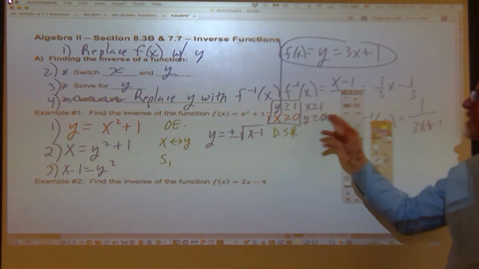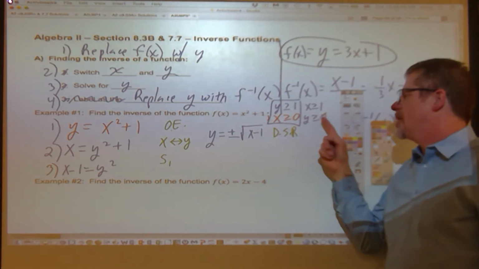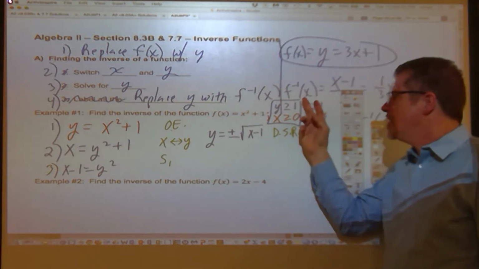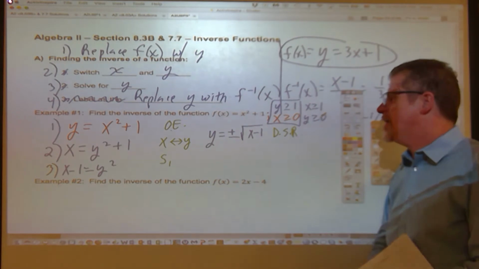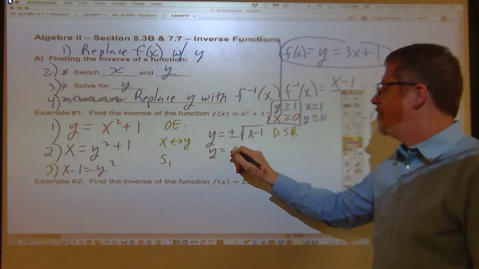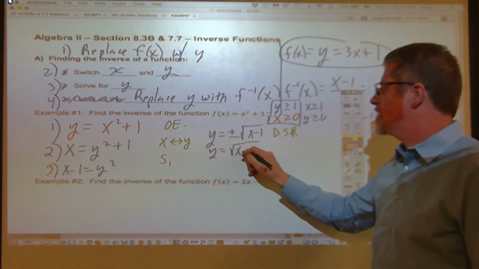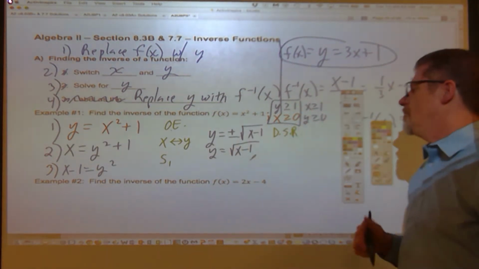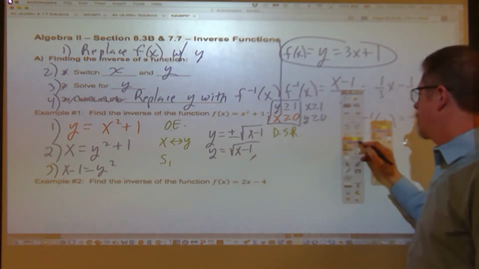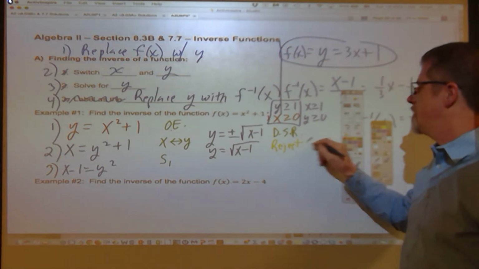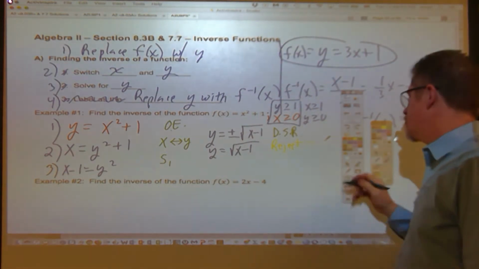Now, here's a contradiction. How can y be greater than or equal to 0 and y be a negative number? Because of this switching of the domain and the range, you have to reject the negative square root and just write y equals the square root of x minus 1. That's because of this domain restriction. So y equals the square root of x minus 1, and what we did was reject the negative because of the domain restriction.